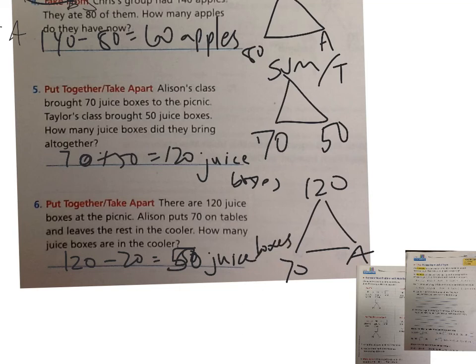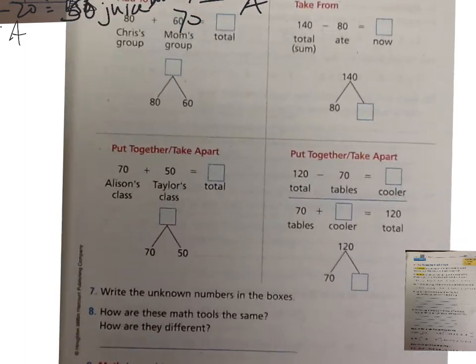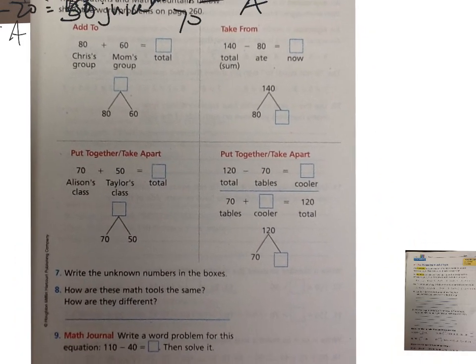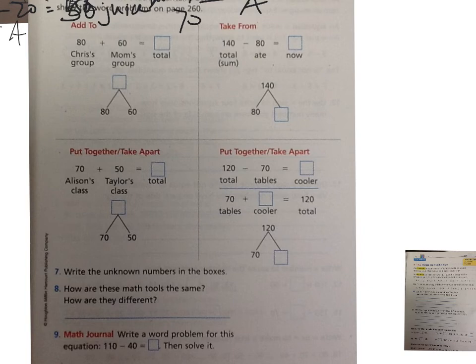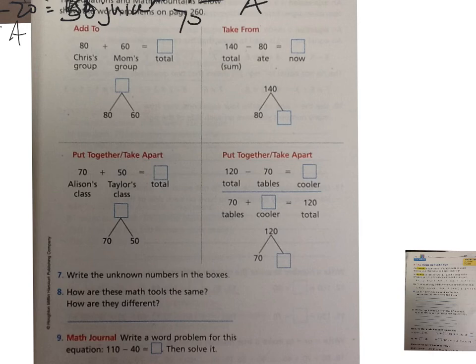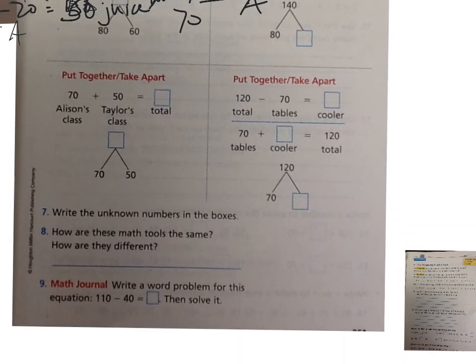Alright, so hopefully you understood that. I'm trying to fly through a little bit of each page because I'm going to send you on your own, hopefully, to work on them by yourself. Here's another one. This page you should be able to do on your own based on the information given to you. The add to, take from, put together, take apart, put together, take apart. I want you to fill in all the boxes with the unknown number.